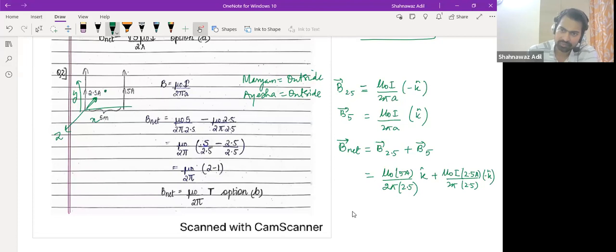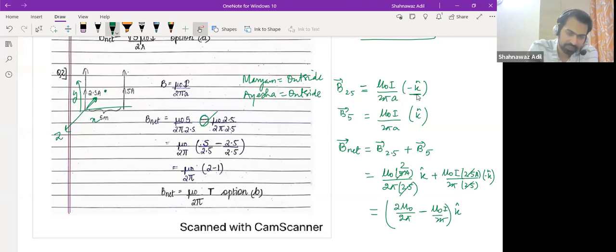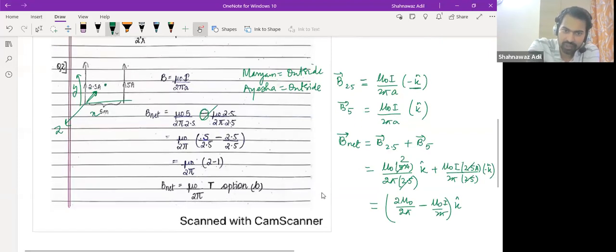Yes. So that is why this is 2, right? This is 1. So we have 2 mu naught by 2 pi, and minus of mu naught I by 2 pi, and then K hat. So that is why this 2.5 is in minus, because it is in the minus K direction. Understood? Clear, guys?